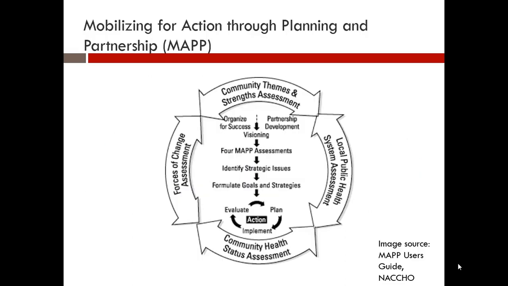This one is called Mobilizing for Action Through Planning and Partnership, or what's called MAPP, M-A-P-P. So this one has a cyclical pattern, and you see the two-sided arrows going both sides, but it really starts off with identifying community themes and strengths. Okay, so it's assessment of community themes and strengths. And then we're moving in a clockwise manner. The second step is a local public health system assessment, so assessing the public health system. The next step is community health assessment, assessing community health with where they are in terms of their health status. And then the last one, again going clockwise, is forces of change assessment.